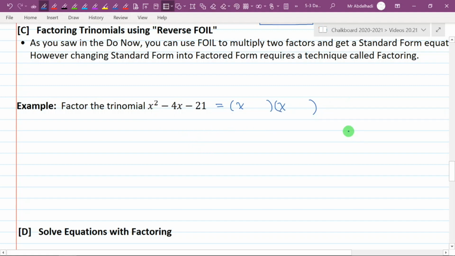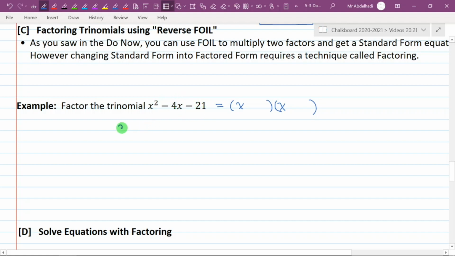This is your setup. Now, the question is, what are these two numbers here? They could be positive or they could be negative. So this could be x plus or minus something. This could be x plus or minus something. So here's how you do trinomial factoring. You set up your parentheses, you put down your x's, and then you ask yourself, what two numbers, A and B, would multiply to give me this, but add to give me this number here?